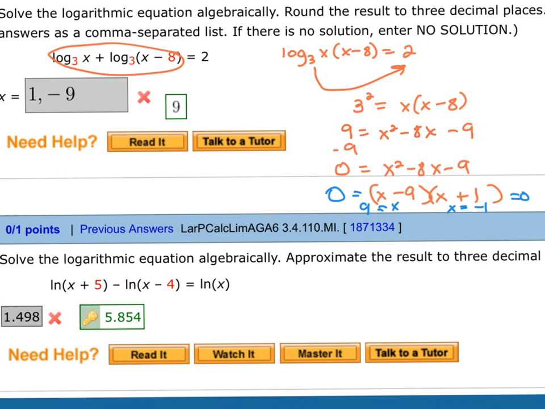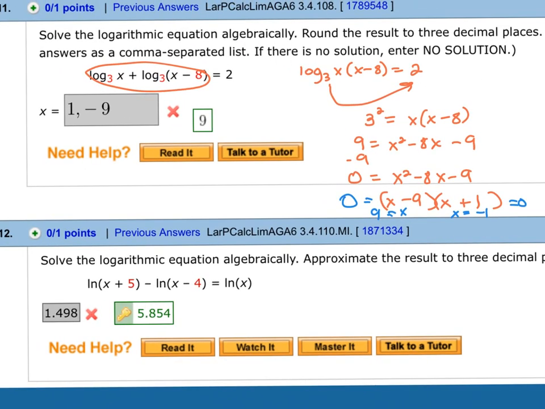So without checking them, you would keep both those answers, but this is a case in which you've got to check them. So if I plug a 9 in here or here, it's fine. But if I plug a negative 1 in here, it doesn't work. So I rule out the negative 1 and I keep just the 9.